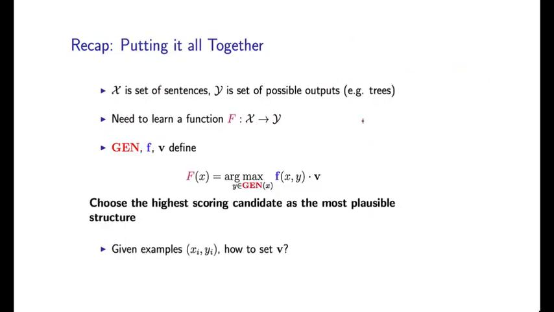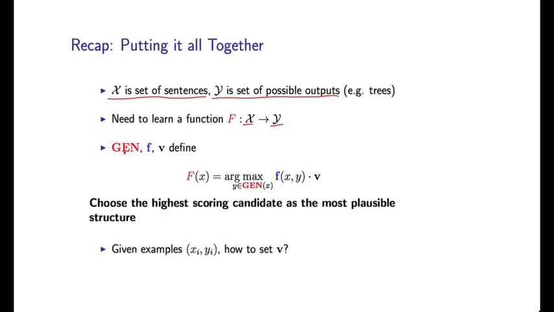So as we saw last time, the way we put these three components together is as follows. We have some set of possible inputs, for example, the set of possible sentences in the language. This is the set x. I use y to refer to the set of possible outputs, for example, the set of all possible parse trees. Our goal is to learn a function, capital F, that takes an input x and maps it to some output y.